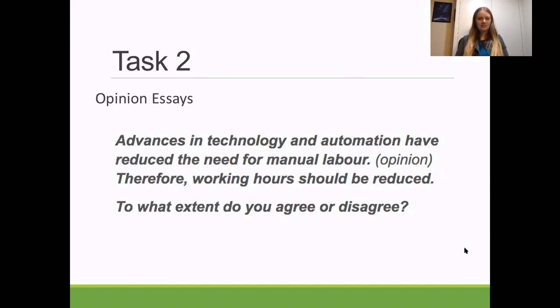So this is a question just about your opinion. And what's important to remember for the opinion essays is to choose a side. So you can give a little bit of information about both sides, but you need to make sure that you have a very clear answer of, I think this is best and this is why, or this is true or this is false. You have to be clear.